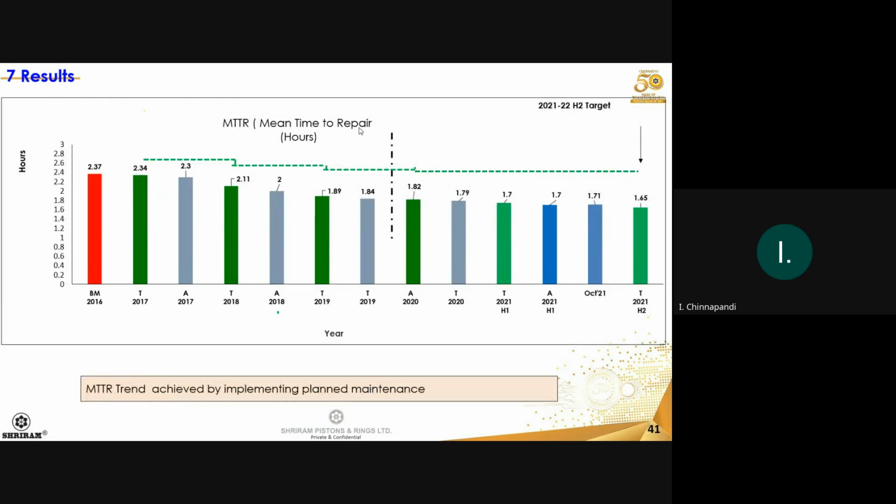This is the MTTR, meaning mean time to repair. As I said earlier, the total is 1,000 hours of breakdown in a month, and there are 500 breakdowns in a month. So 1,000 divided by 500 gives 2. It means for any breakdown, it took 2 hours to restore. That is the MTTR. Next.